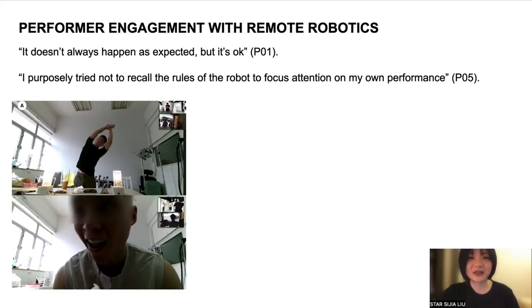P1, on the left image, focused a lot on interacting with the robot arm through the movements. He tried very exaggerated body stretching and also facial expression. Although it didn't always happen as expected, as he said, he explored the possibilities of this remote performance.